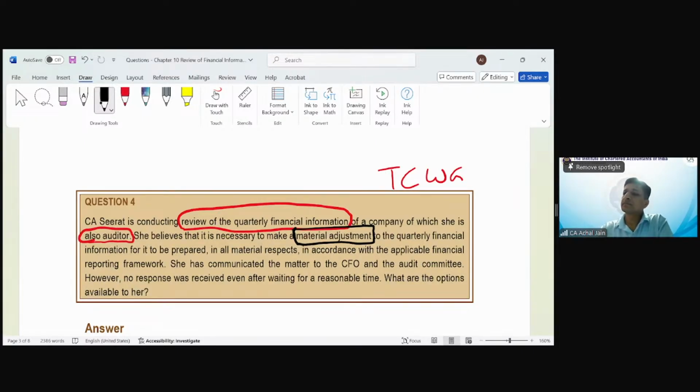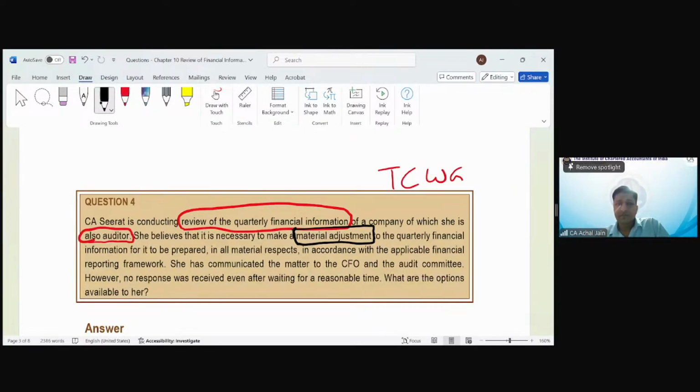Sir, since this is a material adjustment, she can modify her report. That is one option available. Another option, she can withdraw from the engagement. And also she is responsible for the statutory audit, so she can resign from there also.